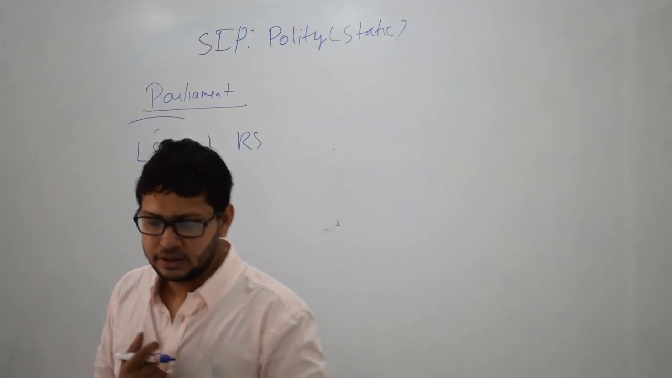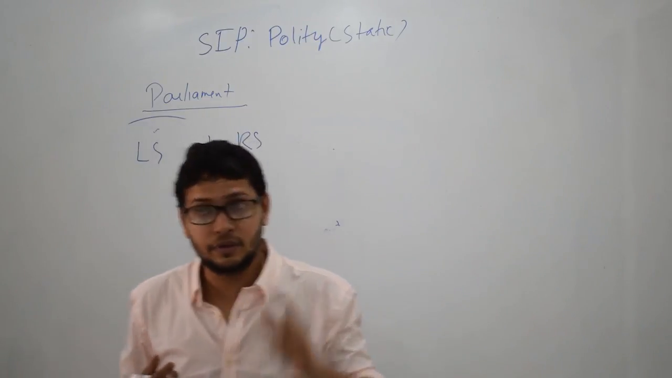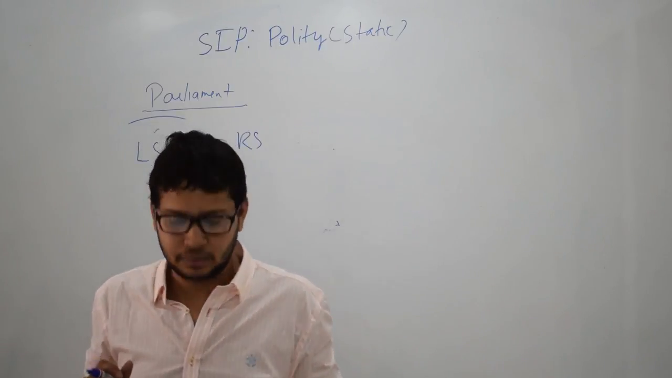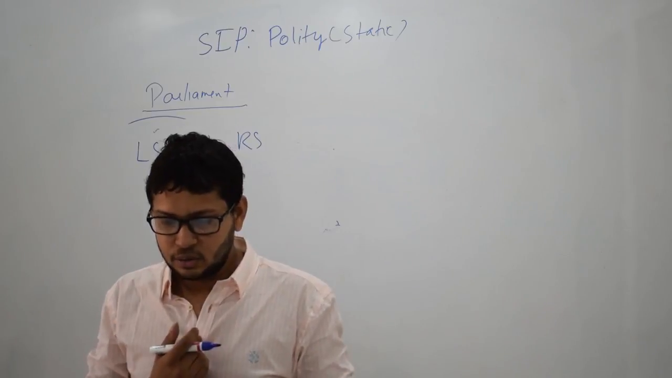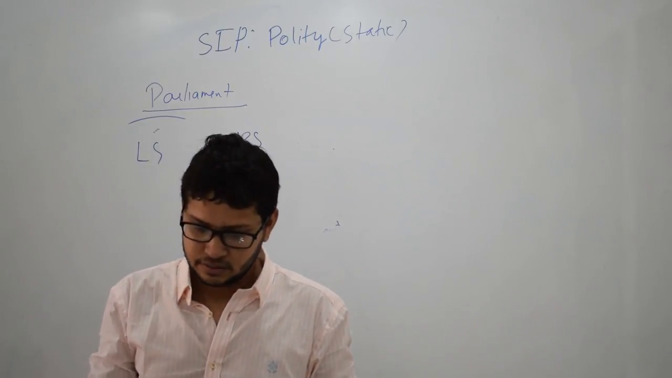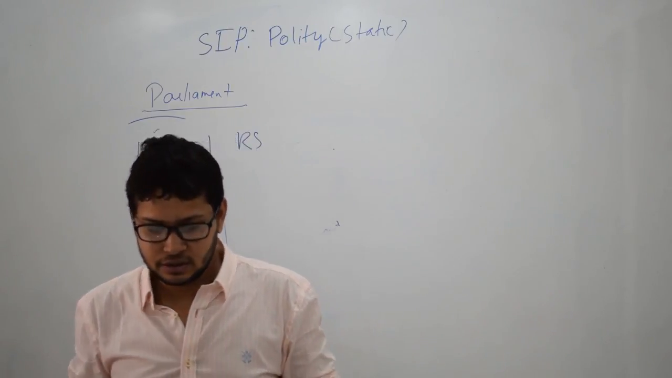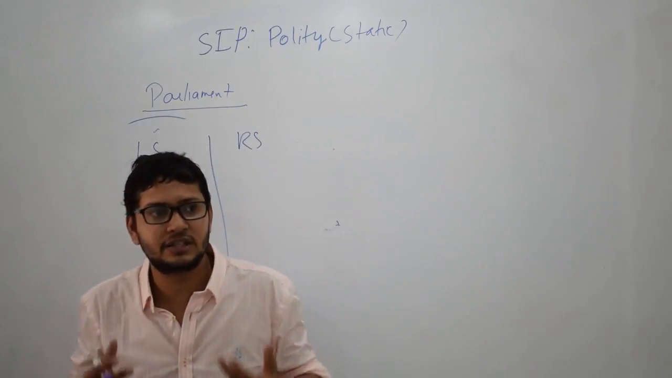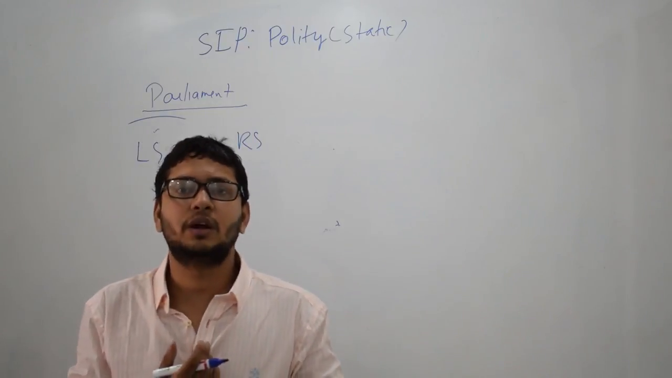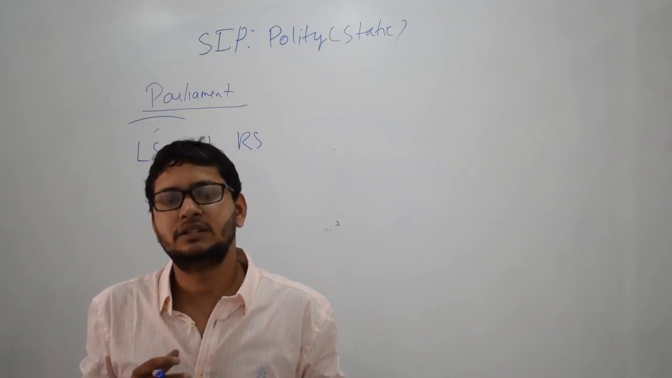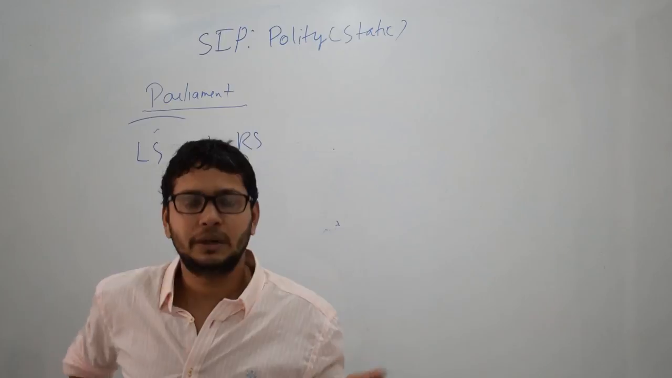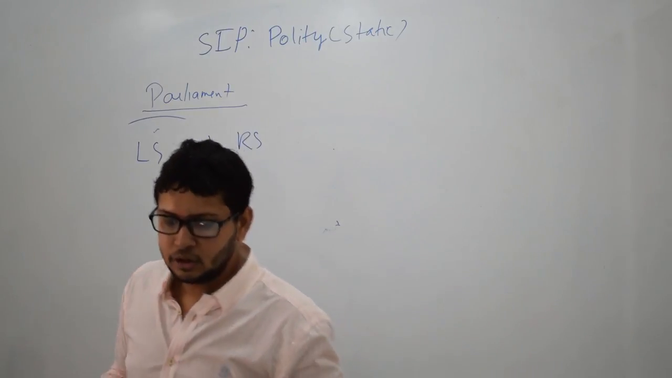Next is the Estimates Committee. The trivia is that it only has members from Lok Sabha. It does not have any members from Rajya Sabha. And it was introduced in 1950, sorry, 1956. Its work is to see how efficiency could be brought in the administrative system, and it suggests alternative policies that could also be introduced by the government.